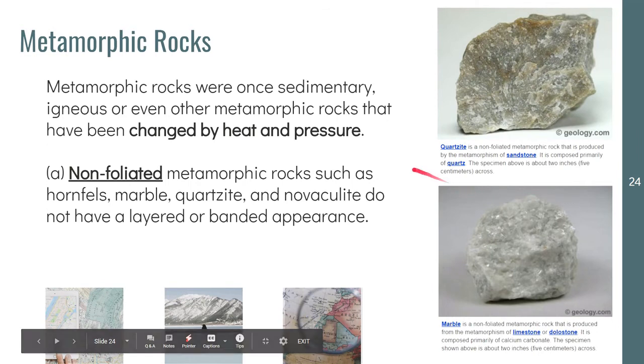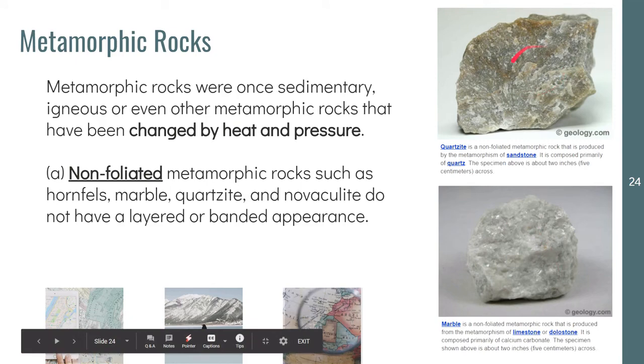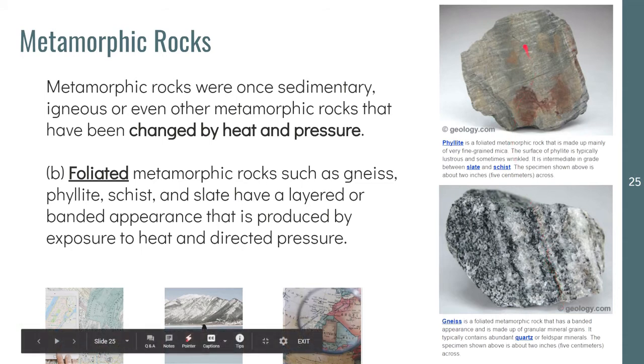So metamorphic rocks are classified into two, no? Based on their appearance, that gives us an idea of how much they've been changed by heat and pressure. Non-foliated means non-layered. There's no layering. Non-foliated metamorphic rocks, such as marble and quartzites, do not have layers. As you can see, they do not have layers here. Compare that to foliated or layered rocks. You can distinctly see the different layers of the rocks here.